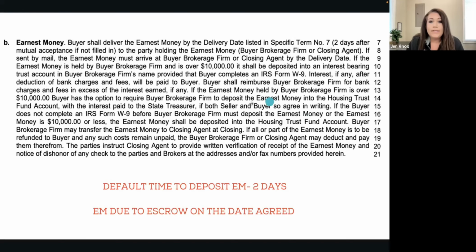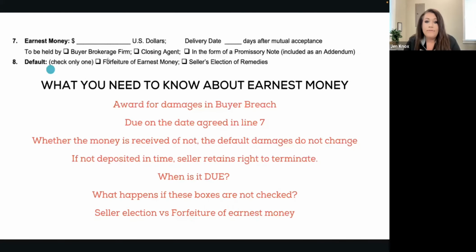And as far as the damages, it will default to the seller's election of remedies if you don't check the forfeiture of earnest money. Washington State gives the seller the upper hand when it comes to a buyer default as per our law. So if you want something very specific, as in you only get the opportunity to get earnest money, make sure you are checking the forfeiture of earnest money for line 8.